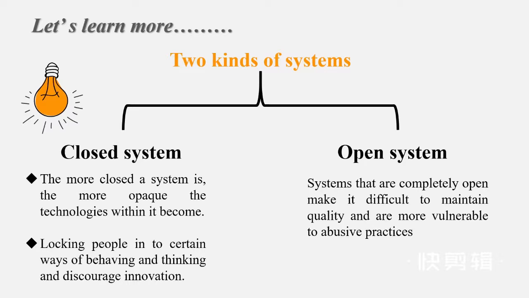Of course, many media are not transparent because of the protection of property rights. On the other hand, completely closed systems discourage innovation. Completely open systems make it difficult to maintain quality and are more vulnerable to abusive practices. My point of view is that the open system is the trend for some applications in the future. Okay, that's all about two kinds of systems.